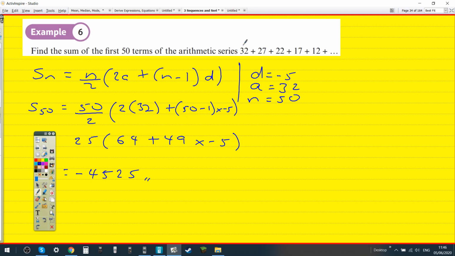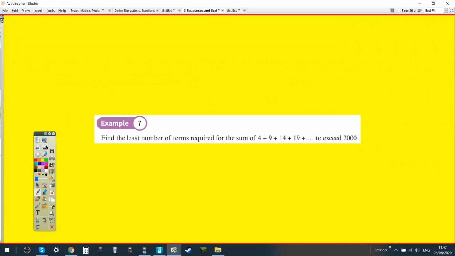So these numbers start off positive. Eventually they're going to get negative, and that's the first 50 terms. If you were to add all those together, you'd start adding on negative terms, and you end up with this minus number. So we have a formula that can add up numbers for us. Any questions there? No. Okay. All right, let's try this one.